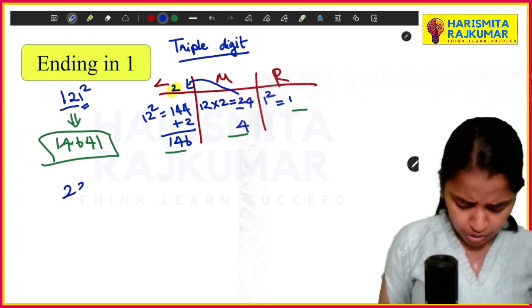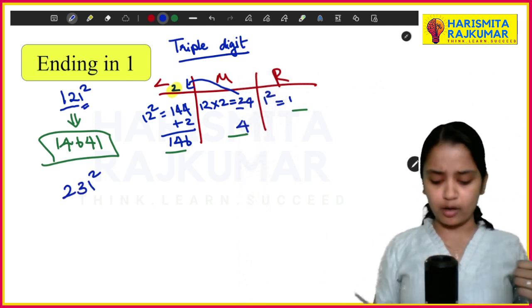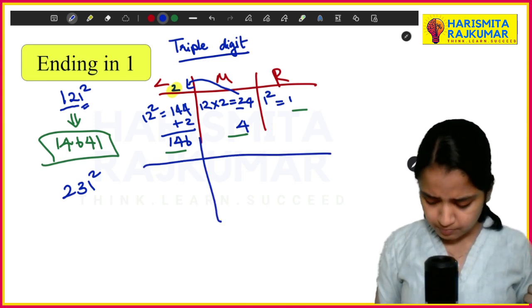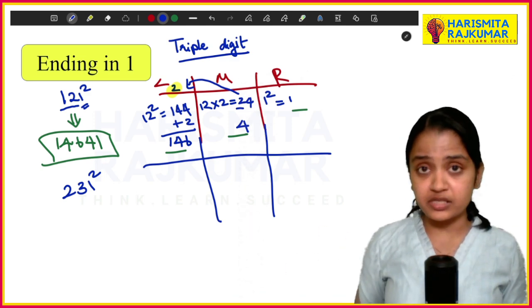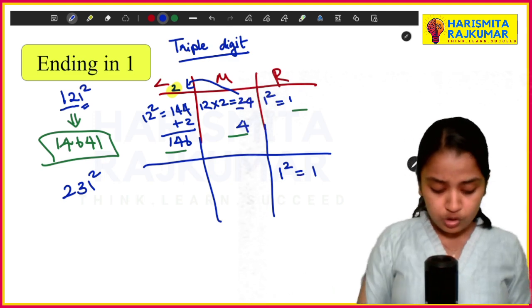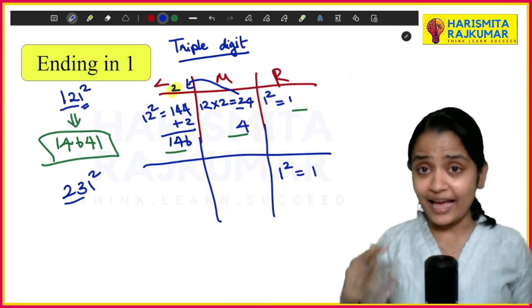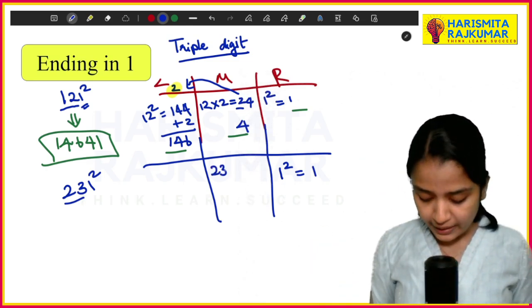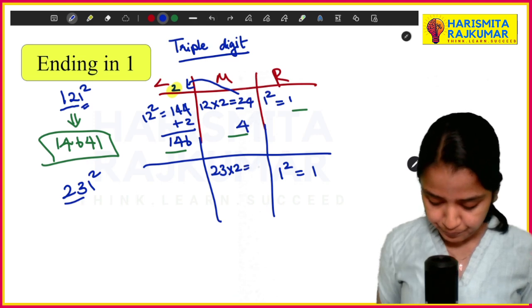Let us take 231 square. I have to find the square of it. Now I have 1 as the unit digit. So what am I supposed to do? I have to take 1 square, which is 1. The remaining digits make a two-digit number, which is 23. I have to double it, which is 23 into 2. I'm getting 46, right?